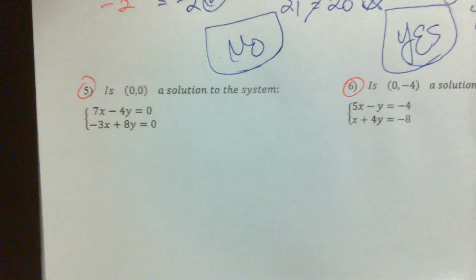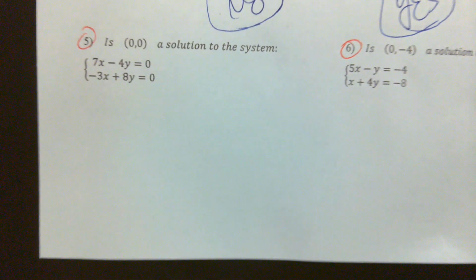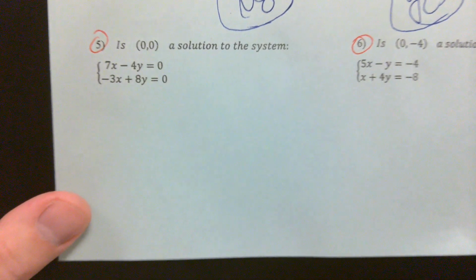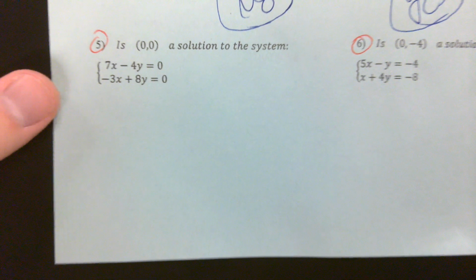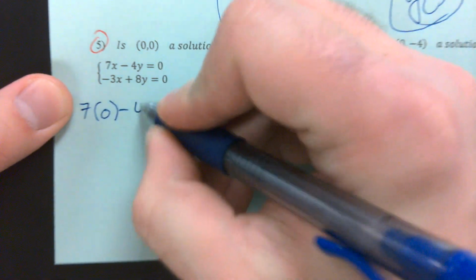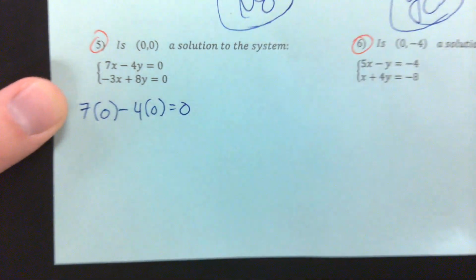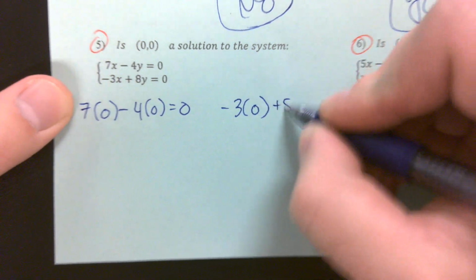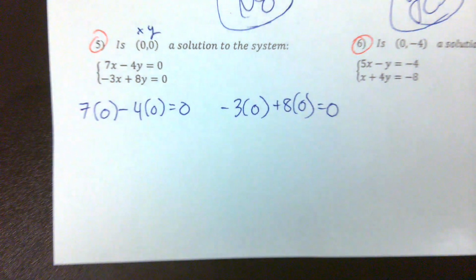5 is really, really simple because we got a whole bunch of zeros. Some of you may have even looked at this and knew right away what your answer was going to be. I would still like to see the work just to prove it, but the work is nice and easy. 7 times 0 minus 4 times 0 equals 0. -3 times 0 plus 8 times 0 equals 0. My x and my y are the same number.